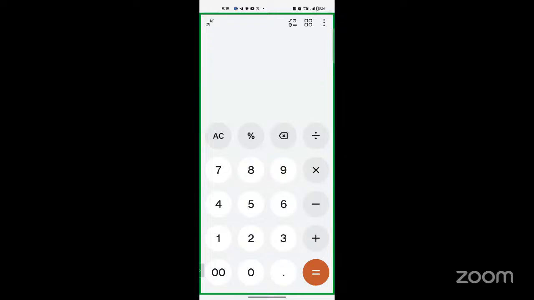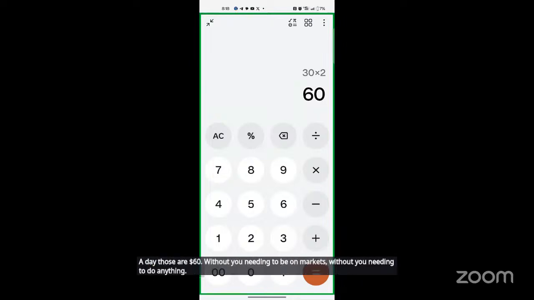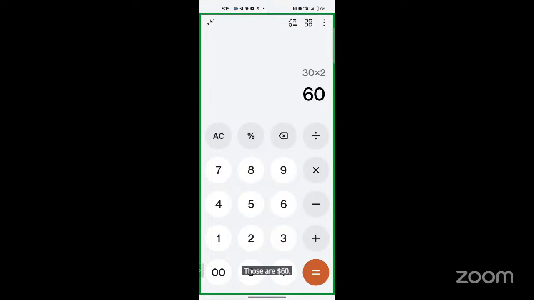If there are 30 coins that I've given you on the list, and each coin gives you $2 a day, those are $60, without you needing to be on markets, without you needing to do anything. In a good market, if each coin gives you $10, those are $300.